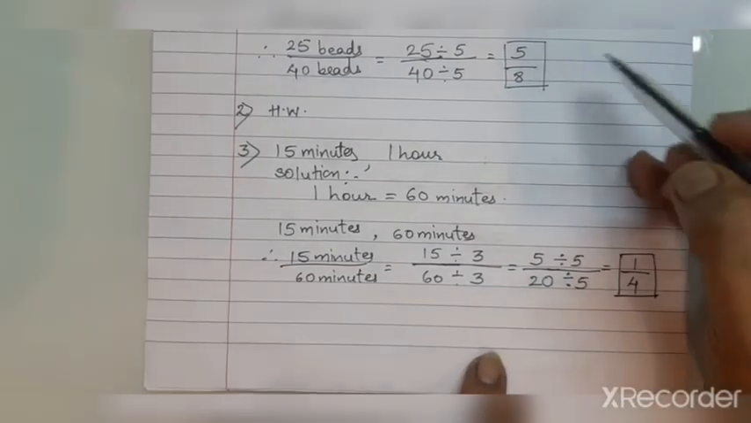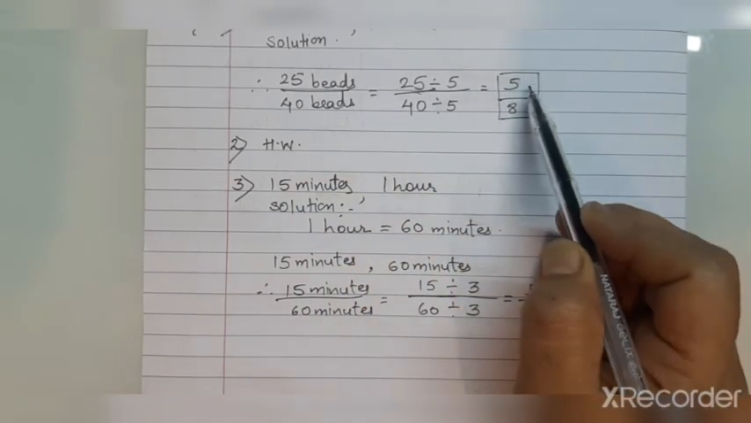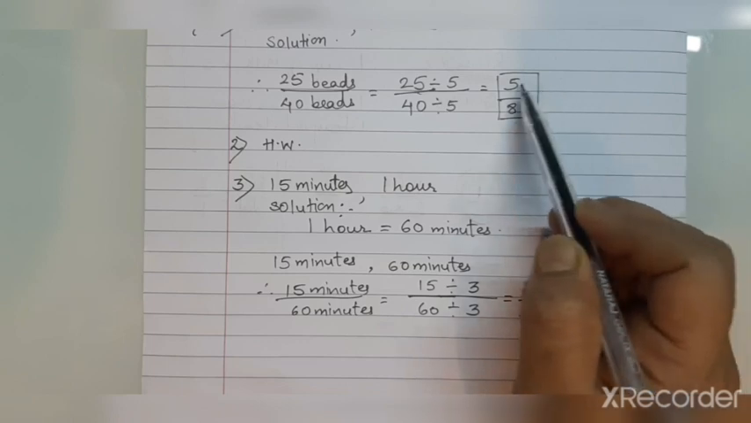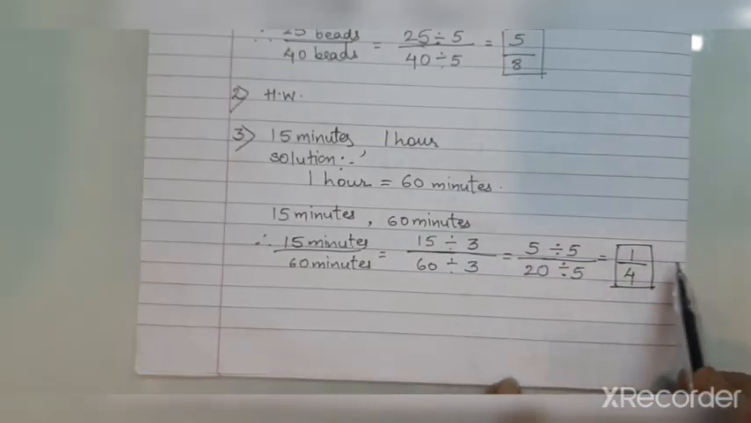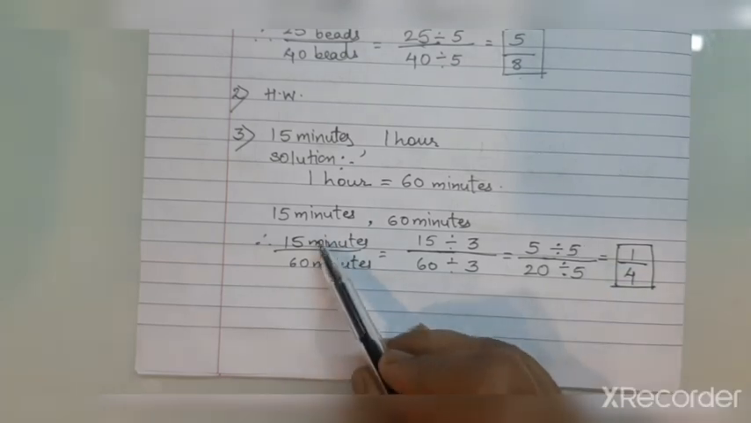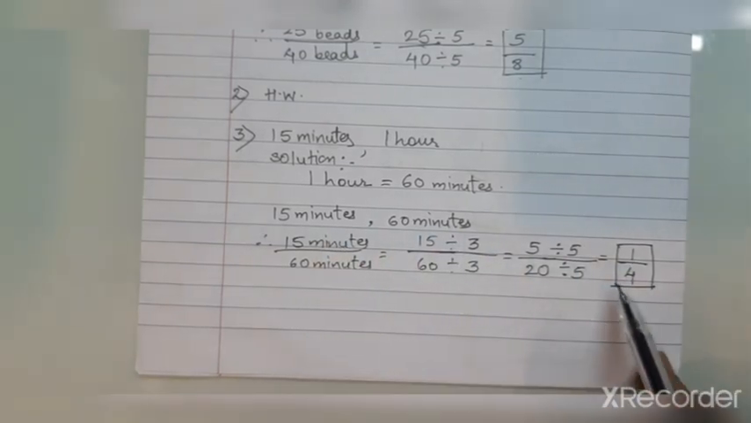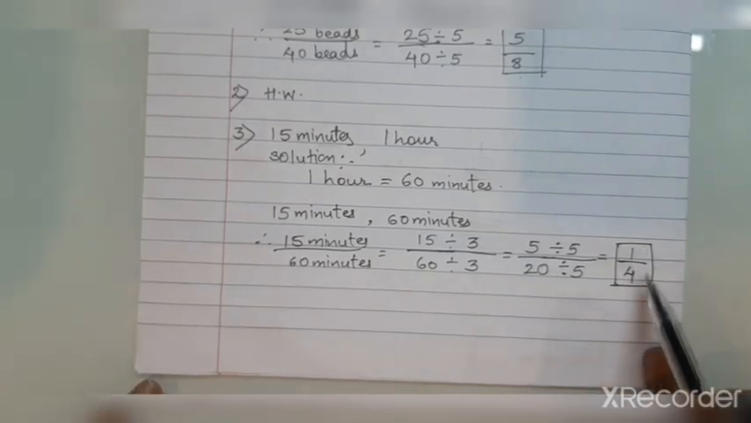And one more thing, when we are writing the answer, you will not write units. Ratio doesn't have a unit. For example, if 25 upon 40 is a ratio, 5 upon 8, you will not mention beads or minutes. Sometimes you may think that in the question they have given minutes, so we will write 1 minute upon 4 minutes. No, this is a ratio, so this is written without the units.